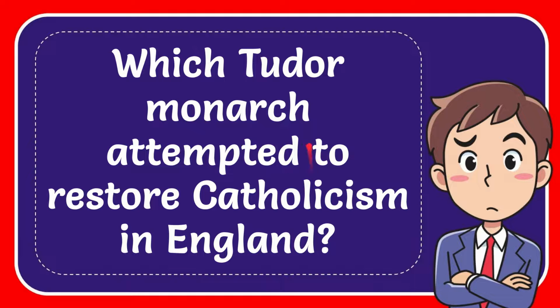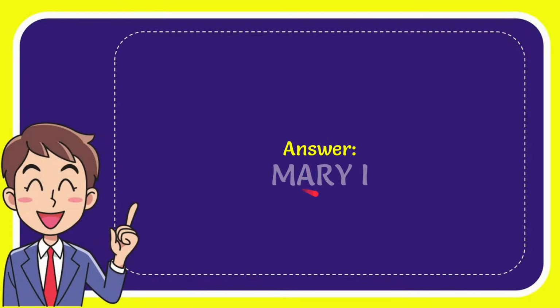In this video, I'm going to give the answer to this question. The question is, which Tudor monarch attempted to restore Catholicism in England? When I give you the answer, the correct answer to the question is Mary I. So that is the answer to the question.